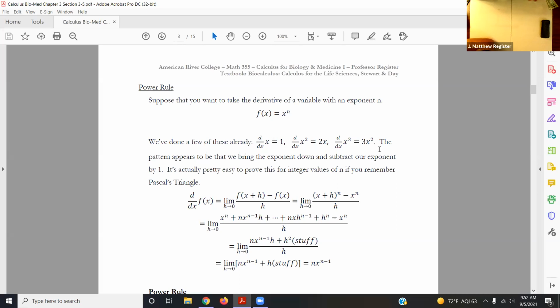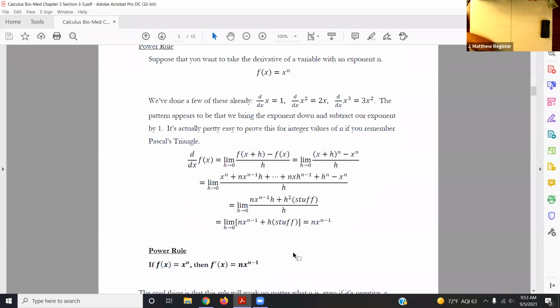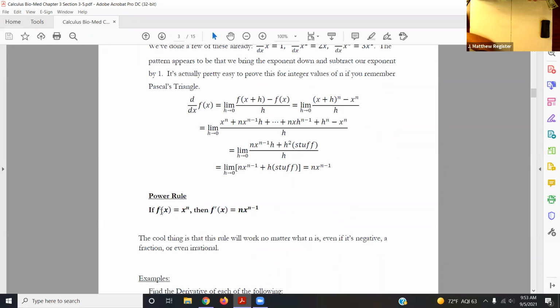If you notice, there's kind of a pattern going on here. That pattern is whatever the exponent is, it's coming down to the front, and then we're subtracting that exponent by 1. And it turns out that is always going to be the case. And so for the power rule, you're always just going to be bringing that exponent down to the front, and then you're going to be subtracting the exponent by 1. If you want, here's the proof using Pascal's triangle, but here's the formal one. And so if f of x is equal to x to the n, then f prime of x is equal to n times x to the n minus 1.